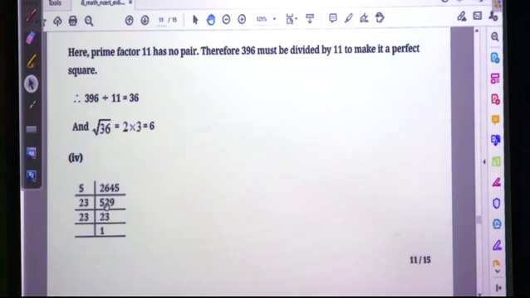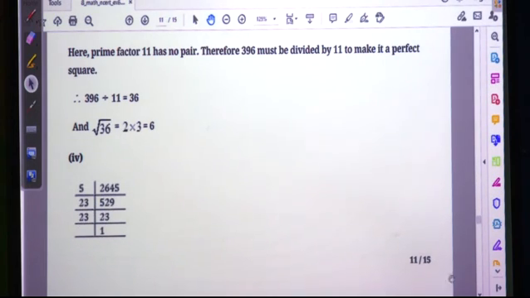5 5s are 25, 1 remaining. The next value is becoming 14. 5 2s are 10, 4 is remaining. Next value is becoming 45. 5 9s are 45. Now, in between, it is not divisible by 2, not divisible by 3. In this way, we are checking further. This is divisible by 23. 23 is 529.